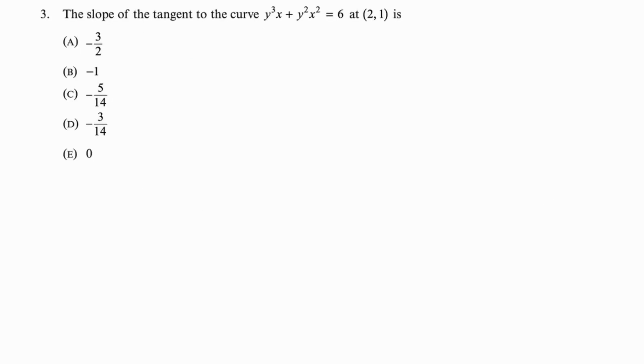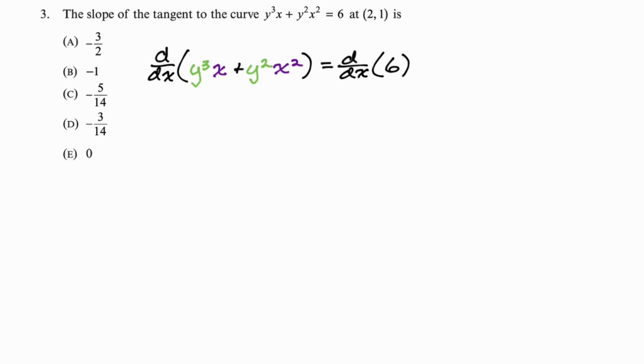Number 3, the slope of the tangent to the curve y cubed x plus y squared x squared equals 6 at (2, 1) is, and we've got to find that. So step 1, we're going to find the derivative with respect to x of everything in this implicitly defined function. So that's d dx of the left side equals d dx of the right side. The left side's pretty interesting. We're going to have to use the product rule twice.